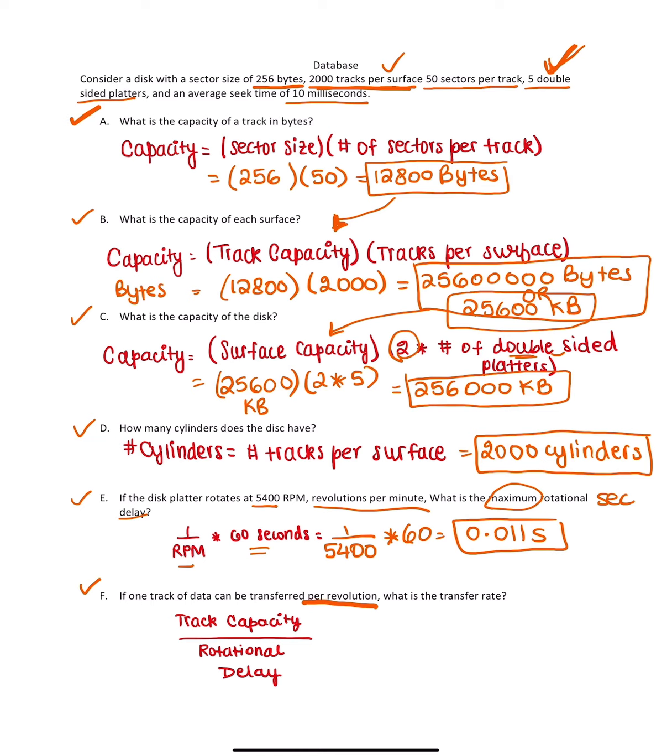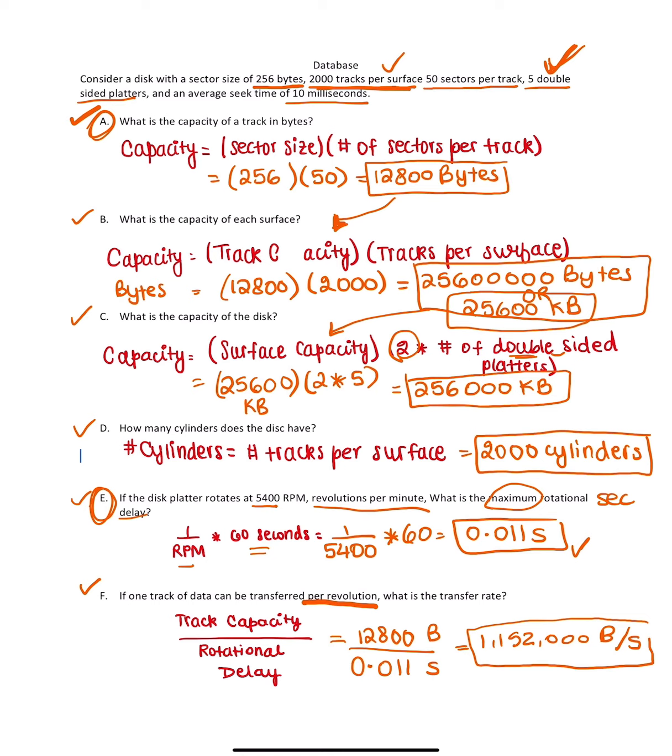So to calculate that, we will take the track capacity, which we know is 12,800 from part A, and then divide that by the rotational delay, which we calculated right here in part E, which is 0.011. And this is in bytes, this is in seconds, so that gives us 1,152,000 bytes per second. And there you go.